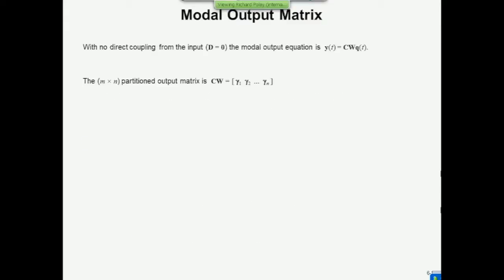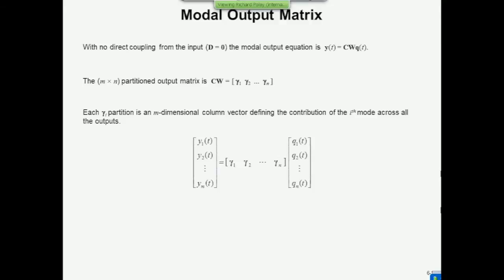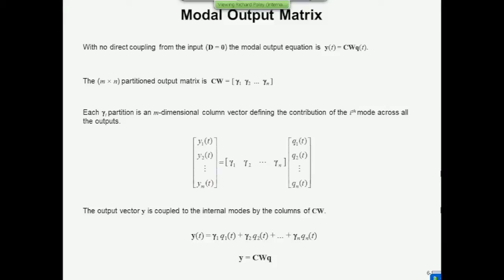The output matrix is the product of C and W, and it's helpful in what follows to think of the columns of the CW matrix as separate vectors. There are n of them, because this will multiply up into a vector. So gamma 1 to gamma n are separate vectors, each vector coupling a single mode onto all the outputs. I mean, they're vectors, but think of them at least for now as scalars. Each gamma i couples a particular mode onto all the outputs together, so that the output vector is the sum of all these products: gamma 1 times q1 plus gamma 2 times q2, and so on.